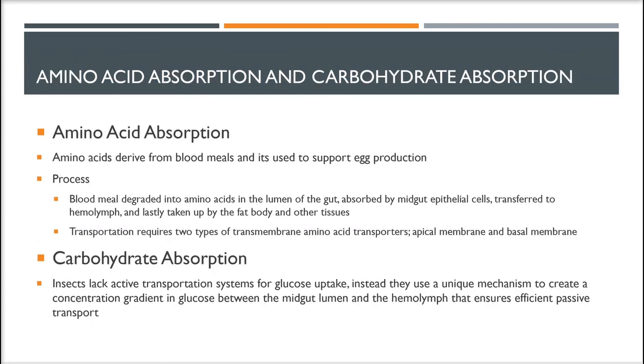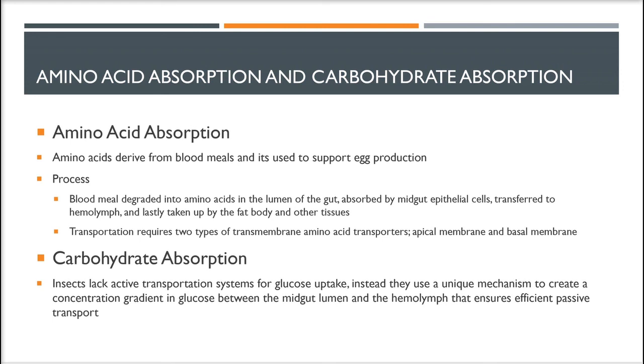Amino acid absorption and carbohydrate absorption. Amino acids derive from blood meals and are used to support egg production. The process starts with the blood meal being degraded into amino acids in the lumen of the gut. It then gets absorbed by the midgut epithelial cells and then transferred to the hemolymph. This will then get taken up by the fat body and other tissues.